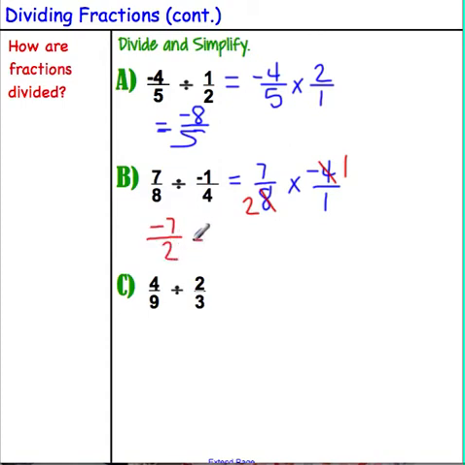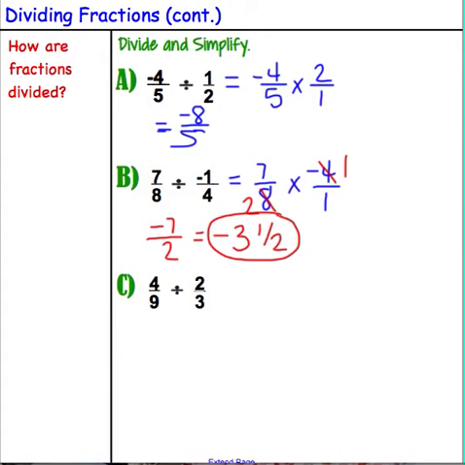Now, this problem, I'm going to put this one into mixed number form. 2 goes into negative 7, negative 3 times, with 1 left over out of 2. Therefore giving me negative 3 1/2 for a solution.